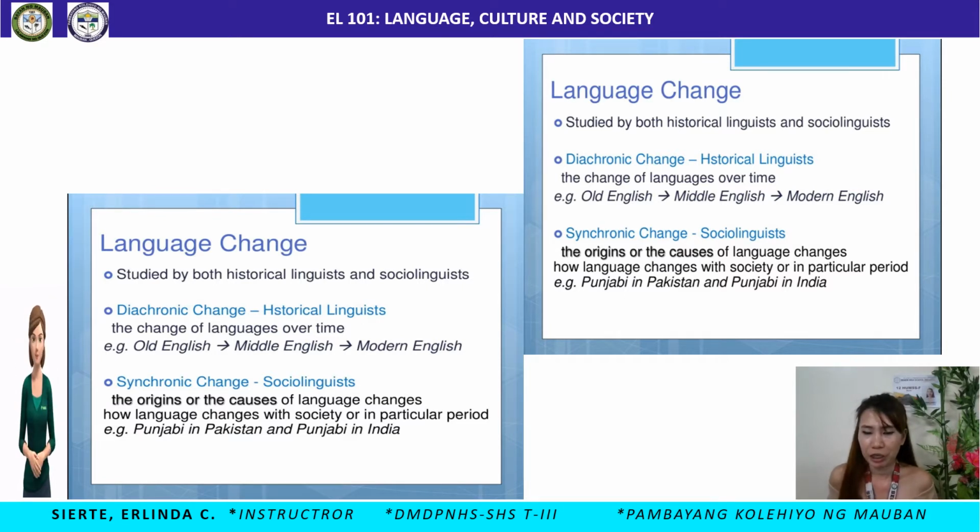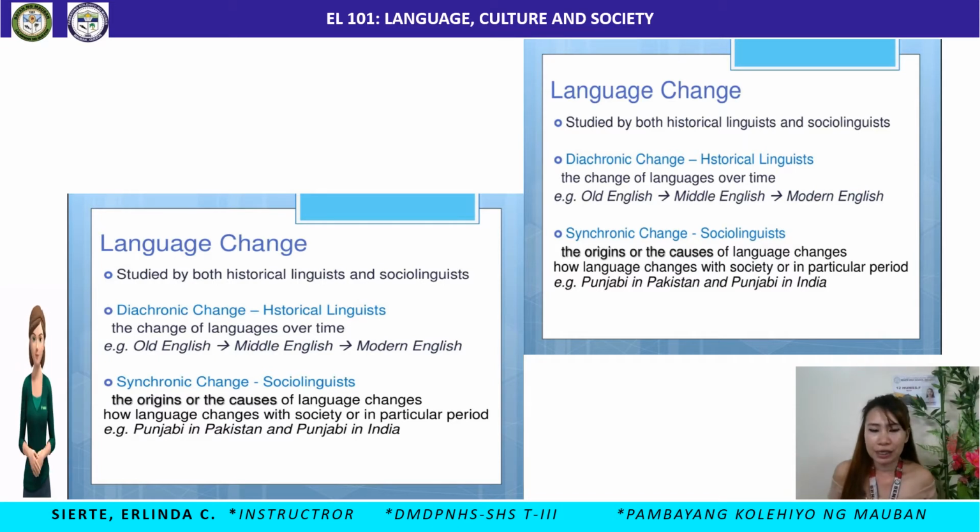We have diachronic change or the historical linguist, the change of languages over time. For example, from Old English going to Middle English up to the Modern English that we are currently using in our present era.